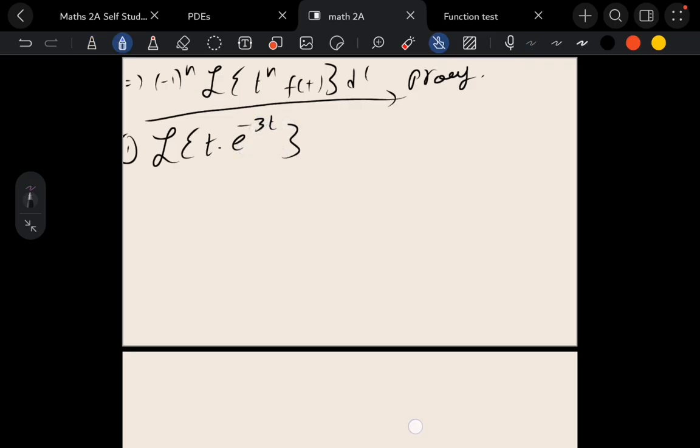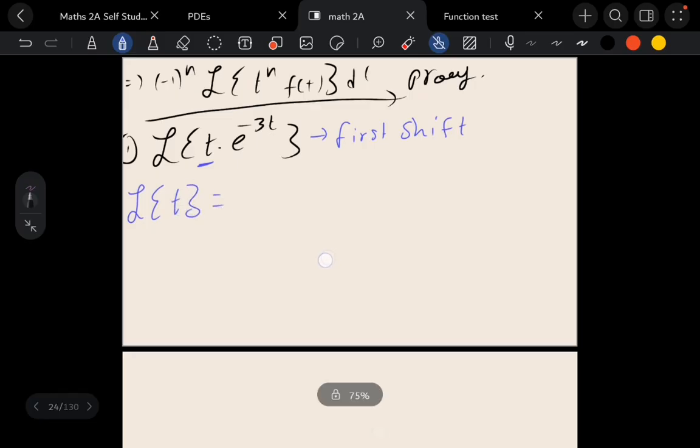Now, let us use something called here the first shift. How will the first shift operate here? We first need to find the Laplace transform of t. So what is the Laplace transform of t? The Laplace transform of t is just 1 over s squared.